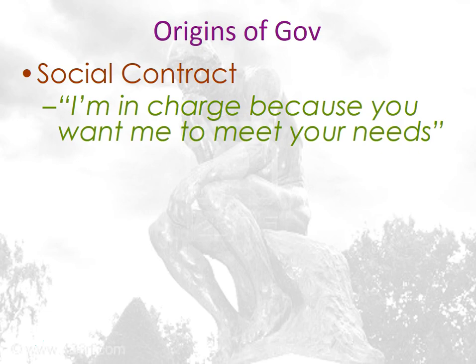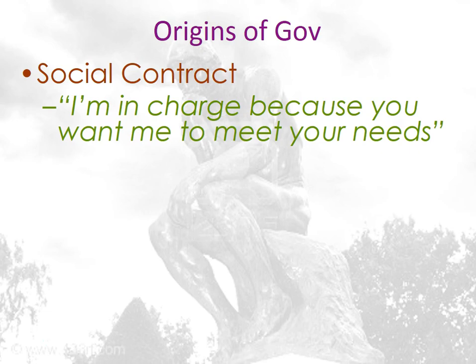And then finally, social contract. Social contract is the system we have in America today, and it basically says, I'm in charge because you want me to be in charge, because you want me to meet your needs. It's an agreement by the people. It's a contract, an agreement by people. That's where the social part comes in.